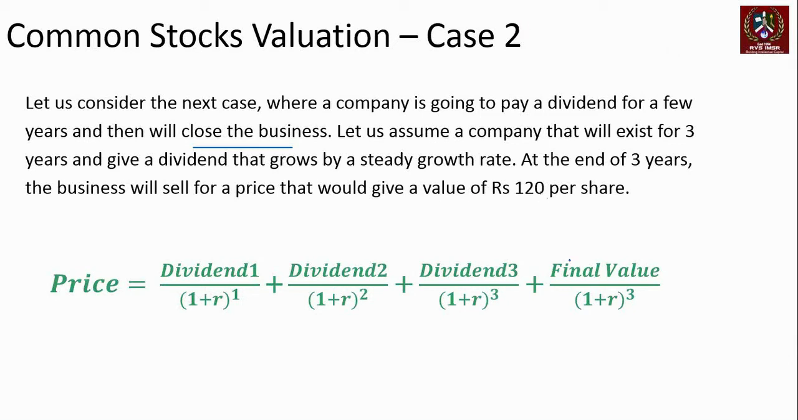So this final value is in a way similar to the principal that we were getting in our bond scenario. The dividends are still uncertain, but if we assume that they are growing at a steady growth rate, to that extent we will be able to project the three dividends, and the final value is in a sense similar to the principal, as we just saw. That's going to be 120, right? If we want a certain rate of return, we can find out what the price is going to be.